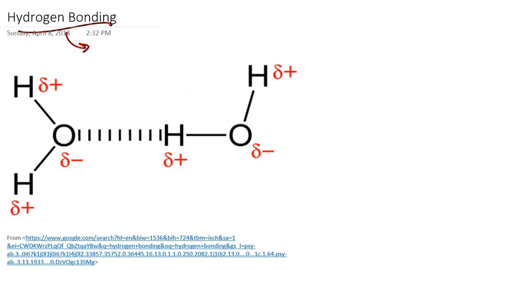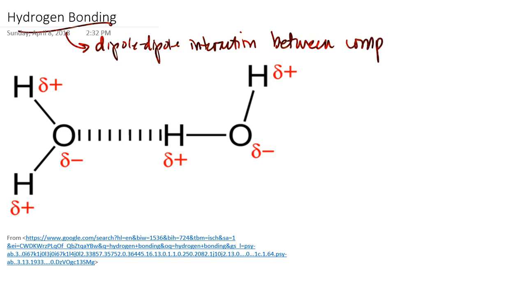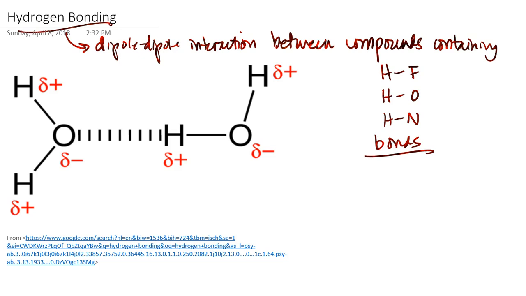Hydrogen bonding represents a dipole-dipole interaction between compounds containing the following bonds: hydrogen-fluorine bonds, hydrogen-oxygen bonds, or hydrogen-nitrogen bonds. The reason for that is that the difference in electronegativity between the two atoms within these bonds is very large. And so that magnifies the dipole-dipole interaction that we spoke about in the previous slide. It still works on the same premise.